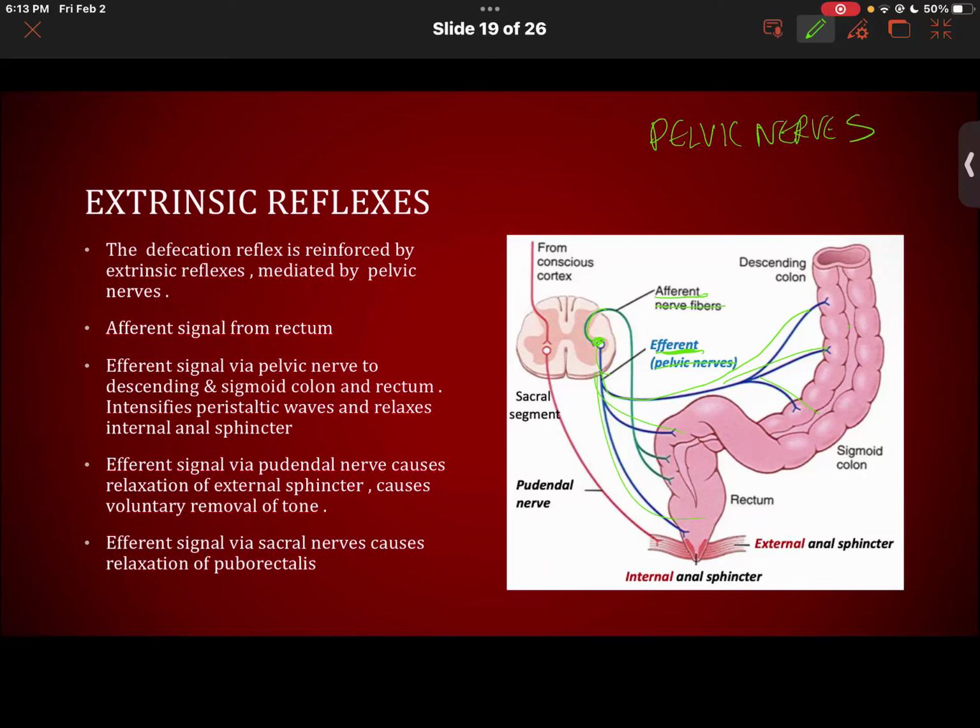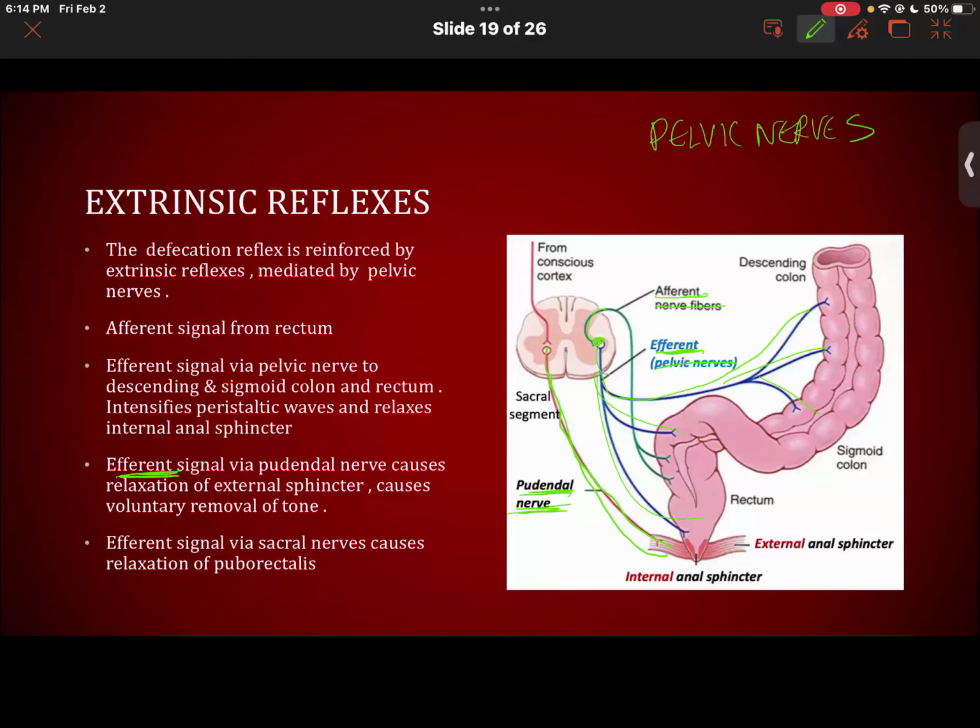Because if the rectum is full, obviously that means we have enough feces and we want to defecate now, right? So it causes further contraction of the descending colon, sigmoid colon, and the rectum. Further, we have an efferent signal from the pudendal nerve, which causes relaxation of the external sphincter, which is this one, the red one. The pudendal nerve comes from the sacral segment. You don't need to remember that, just remember pudendal nerve for now. Pudendal nerve also has an efferent signal, with an E, which causes voluntary removal of tone.